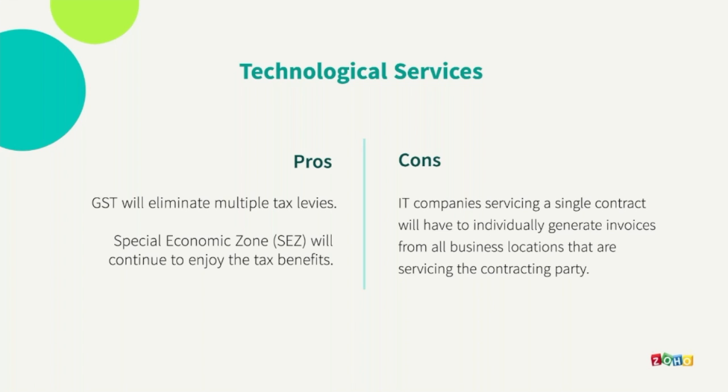So under the current system, you just need to give them a single invoice from one of these branches or the main office with which it has a contract. But then under the GST, every branch that provides a service to the contracting party has to separately give out invoices for the services they provide. So this is going to actually complicate things after the GST.